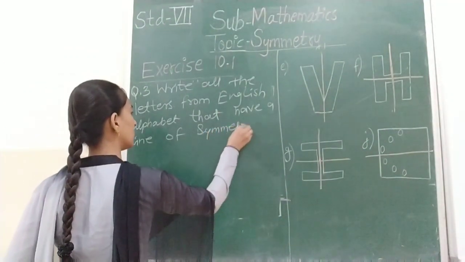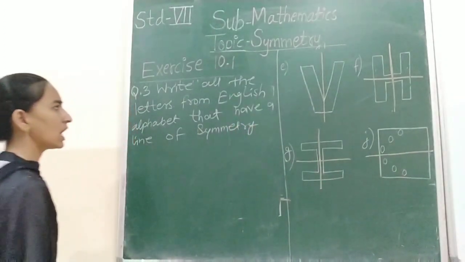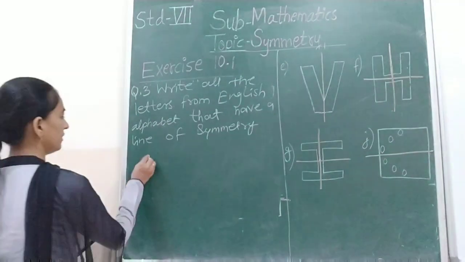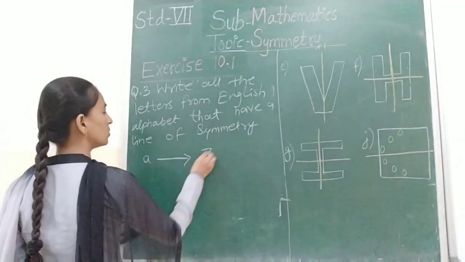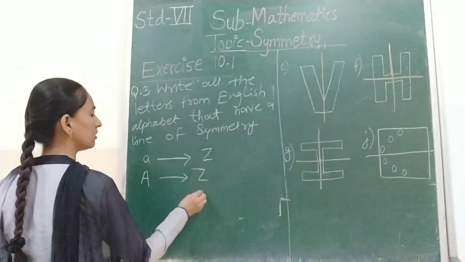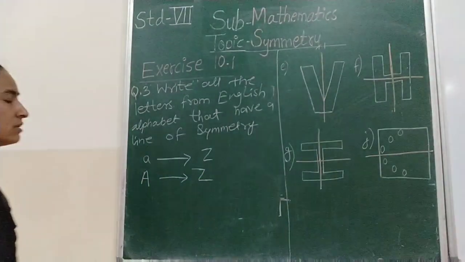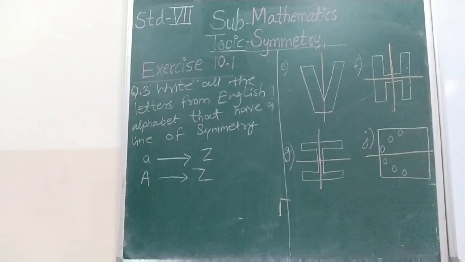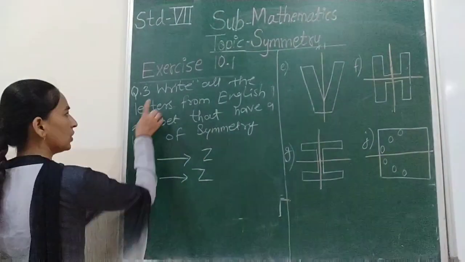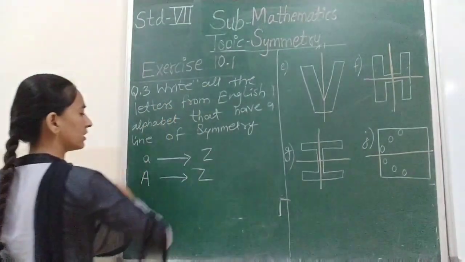Understand this question? How many alphabets are there in the English alphabet from A to Z? Okay, from A to Z, capital A to Z, not small. Capital letters which are having a line of symmetry. We have to write all the letters.